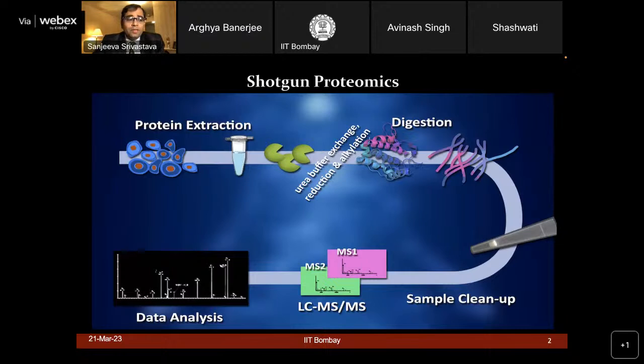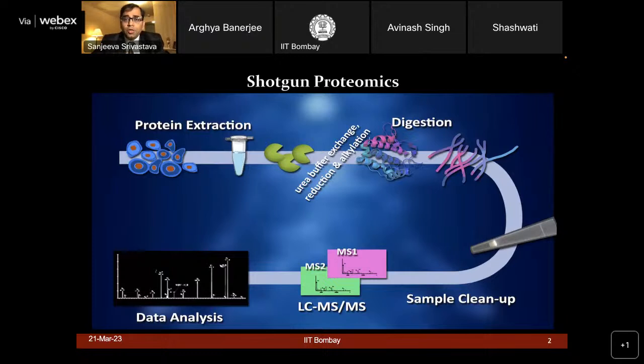One major change which happened was the advent of shotgun proteomics and a concept known as MudPIT, multidimensional protein identification technology, which showed that it is possible to avoid the gels, directly prepare the samples, and inject them into the mass spectrometer for direct protein identification. That was a big change, moving beyond gel-based proteomics to gel-free mass spectrometry-based proteomics.